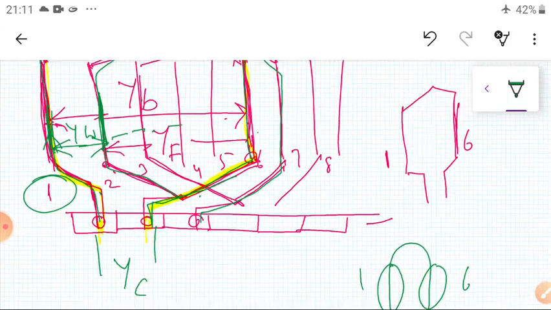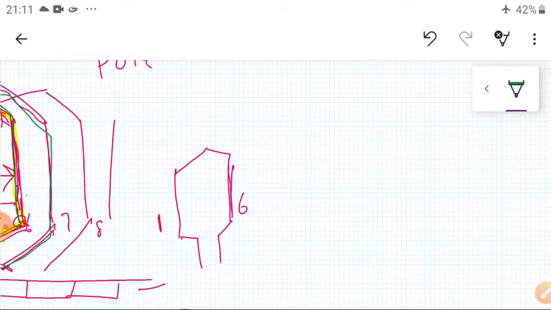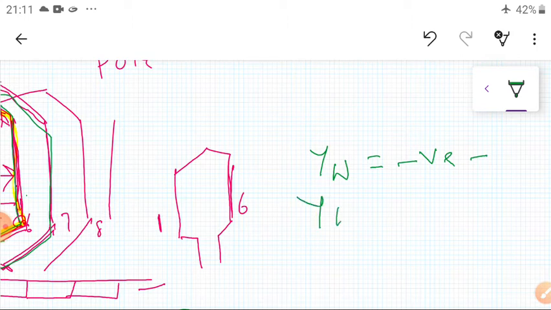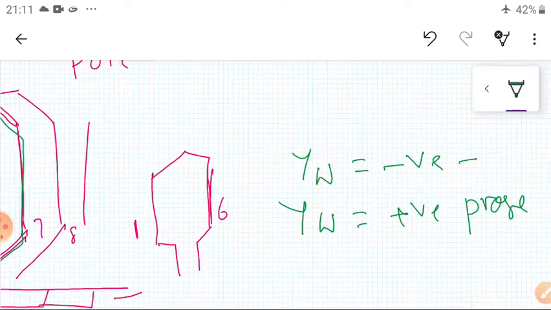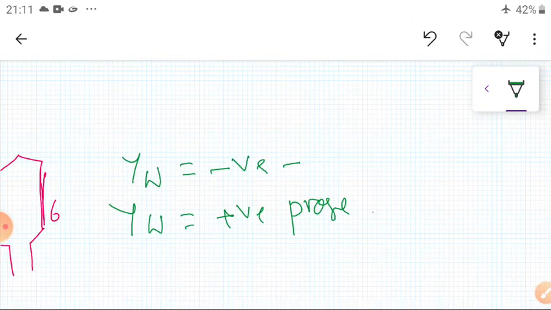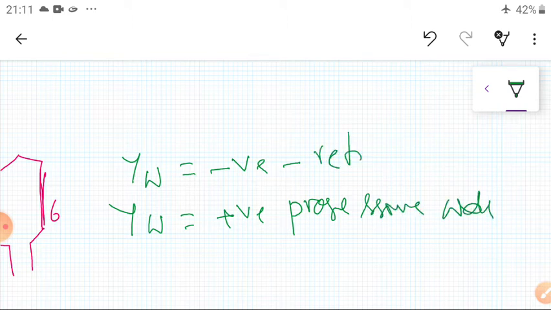you can see here. If the winding pitch is a negative value, then the winding is known as a retrogressive winding. If the winding pitch is positive, then we have a progressive winding. What is a progressive winding? Progressive winding, and retrogressive winding.